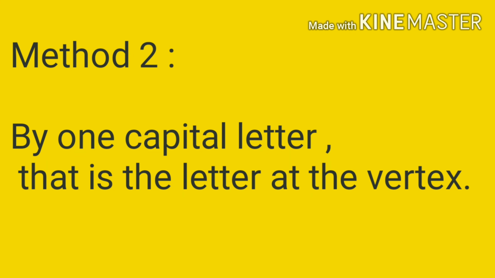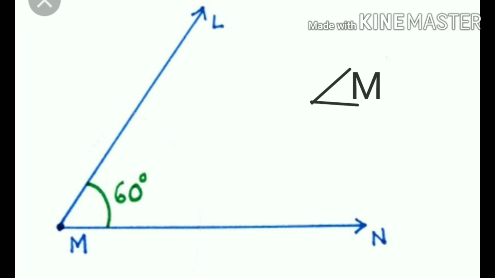Second method, by one capital letter, that is the letter at the vertex. Now see this. Here the letter at the vertex is M. So we are going to use that M to name the angle. We can call this angle as angle M.